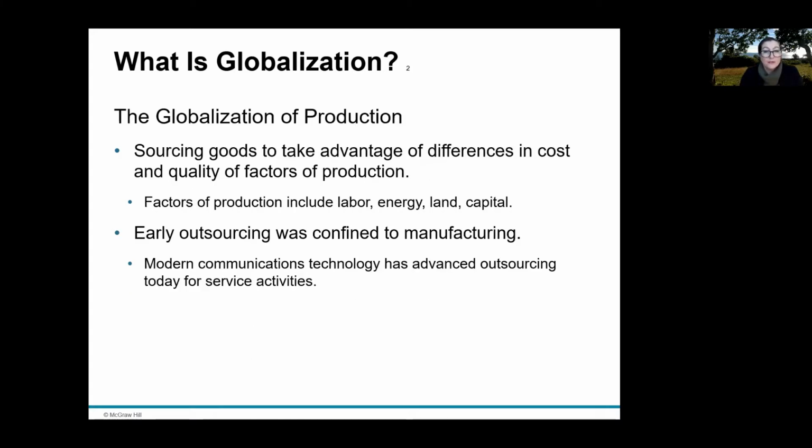All right, let's talk about the globalization of production. So what we're talking about here is taking advantage of differences in the cost and quality of factors of production. Now, the factors of production include labor, energy, land, and capital. So when the cost of labor is actually much less in a different country, then it may well make economic sense to go and manufacture in that particular country. But maybe there are good reasons to not decide to do that as well.